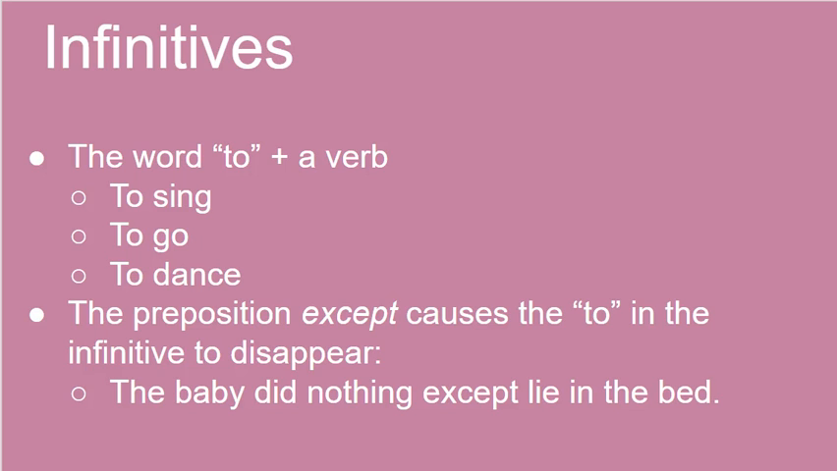The baby did nothing except lie in the bed. Can you see the invisible to there? The baby did nothing except to lie in the bed. You could write it that way, but that really wouldn't be correct. So you type instead, or you write, the baby did nothing except lie in the bed. So if you use the word except, then that to in the infinitive disappears. We know the baby did nothing except to lie in the bed. So an infinitive is the word to plus a verb. Please pause the screen now and write down the definition and examples of infinitives.